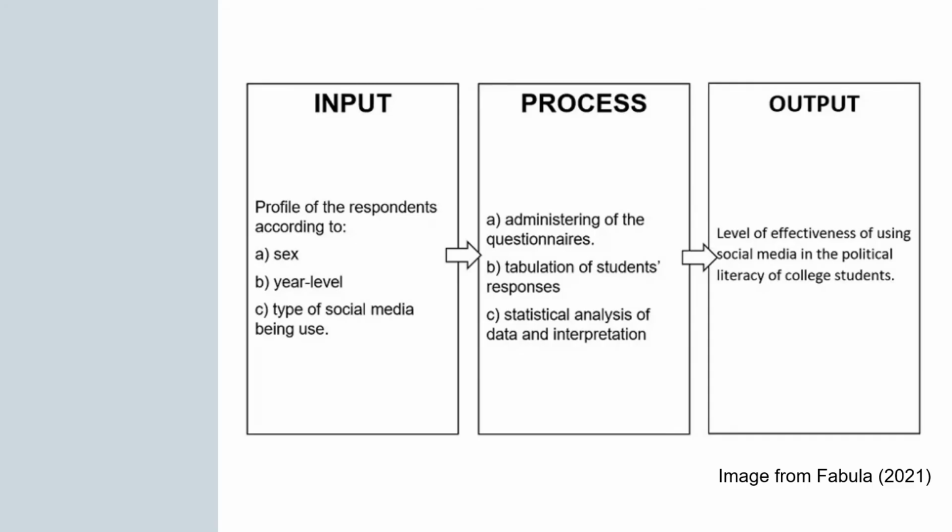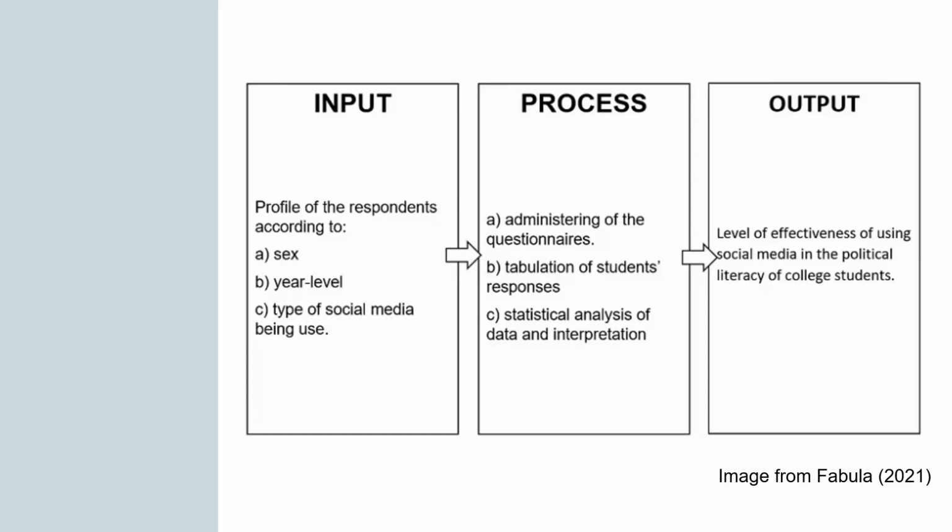Perhaps another common diagram that you would see in the conceptual framework section is the IPO, or the input process output diagram. So in the input process output, you basically outline to your readers what inputs you use. In this case, for example, looking at demographic profiles like gender, year level, type of social media being used, and then the process. What's the process? Administering questionnaires, tabulation of students' responses, and then statistical analysis. And then the output in this case will be the level of effectiveness using social media, for example, in the political literacy of college students.